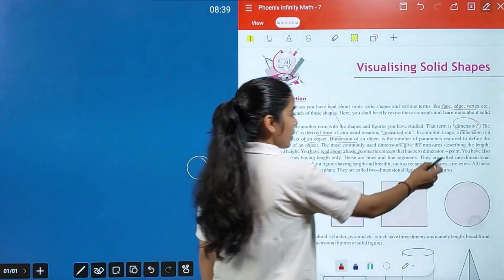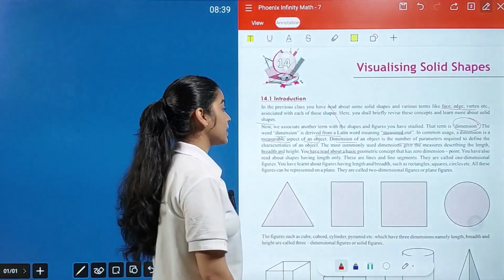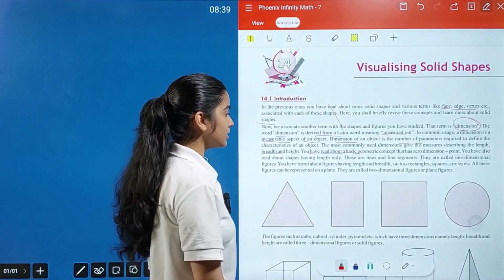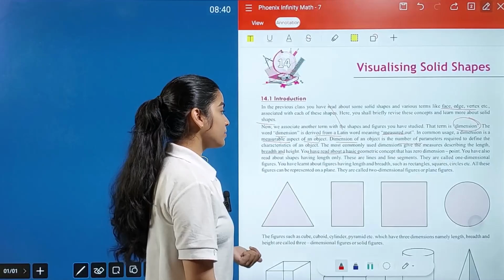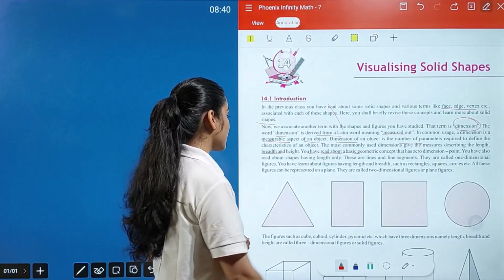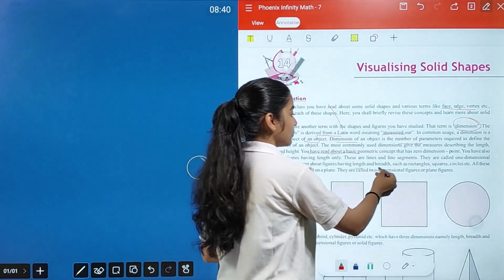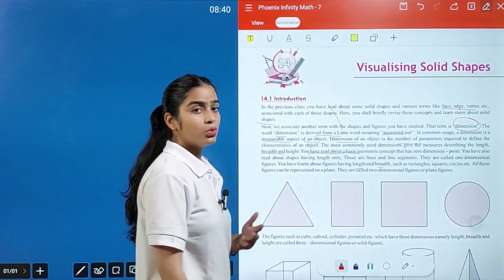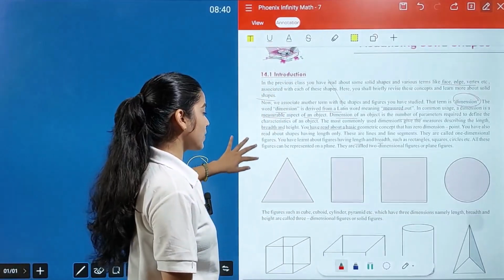Now you have also read about shapes having length only. These are lines and line segments. They are called one-dimensional figures. You have learnt about figures having length and breadth. These are called 2D, two-dimensional figures, for example square and rectangle.